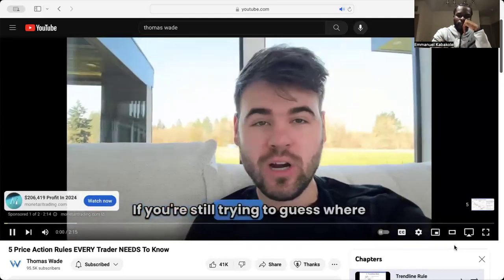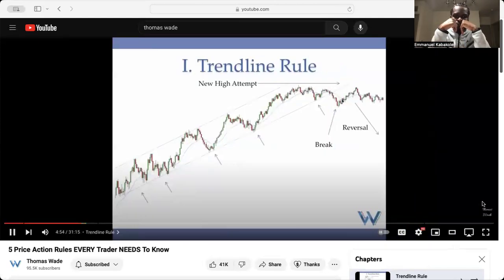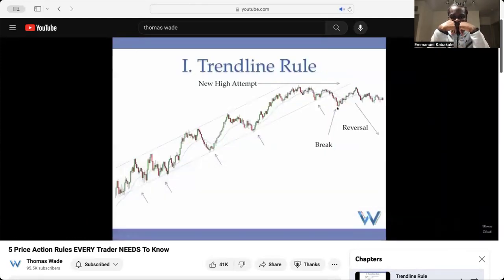Even if I have a break of this channel, just because we have a break of this channel, that doesn't indicate reversal. That's against the trendline rule and that's against the price action rule. I expect price to create a new high. Price created a new high, formed a double top, which is close enough to be considered a new high. And after that, price slowly consolidated and there was eventually a downtrend.